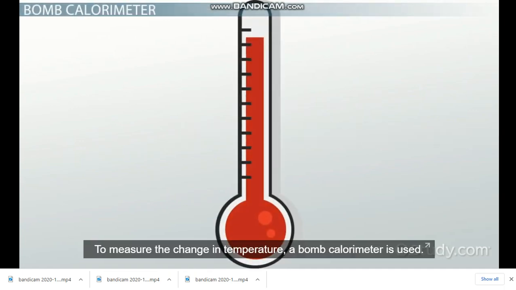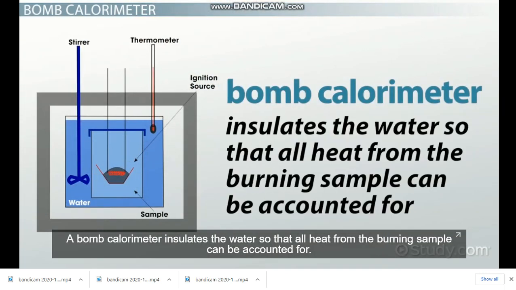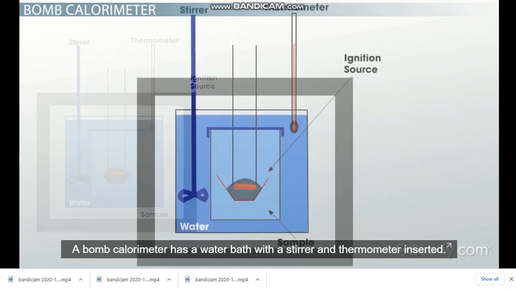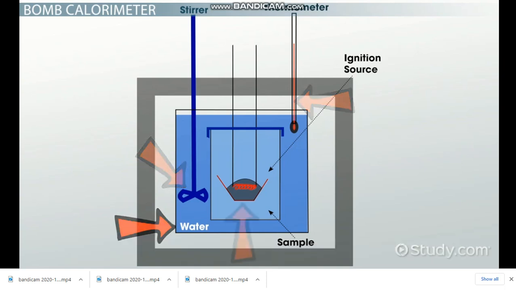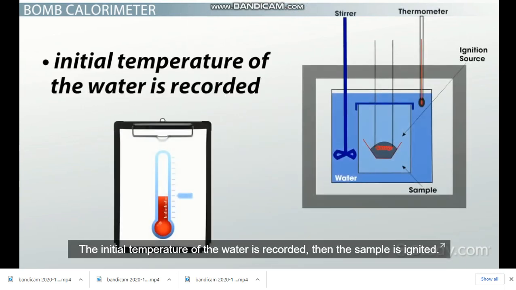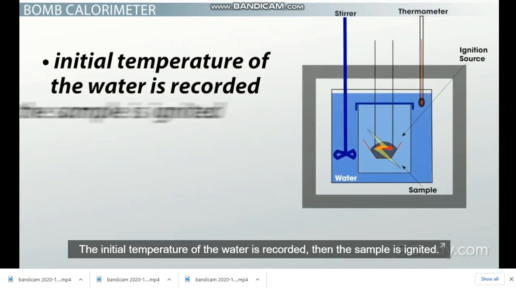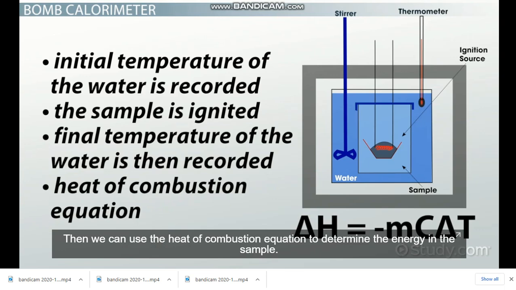To measure the change in temperature, a bomb calorimeter is used. A bomb calorimeter insulates the water so that all heat from the burning sample can be accounted for. A bomb calorimeter has a water bath with a stirrer and thermometer inserted. In the center of the water bath is the bomb cell, which contains the sample and an ignition source. The initial temperature of the water is recorded. Then, the sample is ignited. The final temperature of the water is then reported. Then, we can use the heat of combustion equation to determine the energy in the sample.